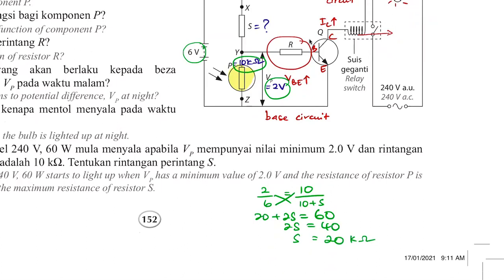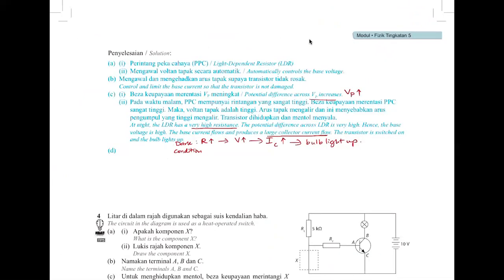Okay? So Ellen got 20K, I also got 20K, but let's check the answer. If it's A, correct. Kalau dia betul lah. Yeah, betul. Okay? 20K.